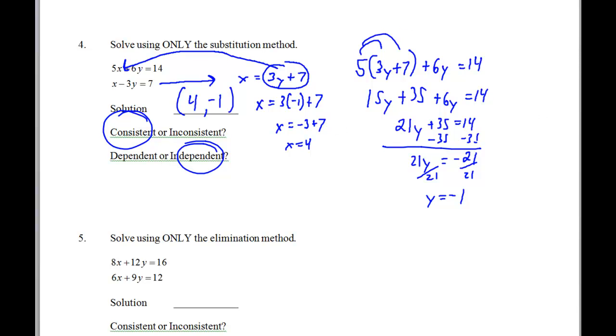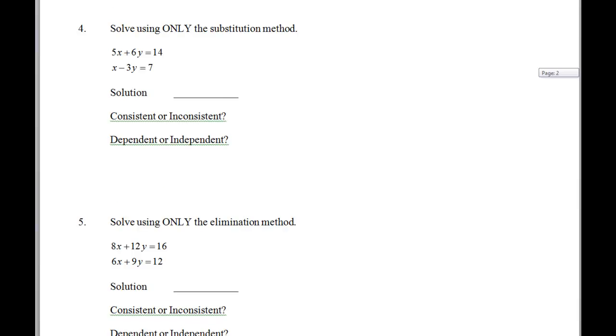Now let's go take a look at the next problem. Next problem talks about using only the elimination method. Alright, so the elimination method is going to take into account when we multiply the top and bottom line by something where we can get either the x's or the y's to cancel out, or simplify to 0. Canceling is kind of the non-correct terminology there.